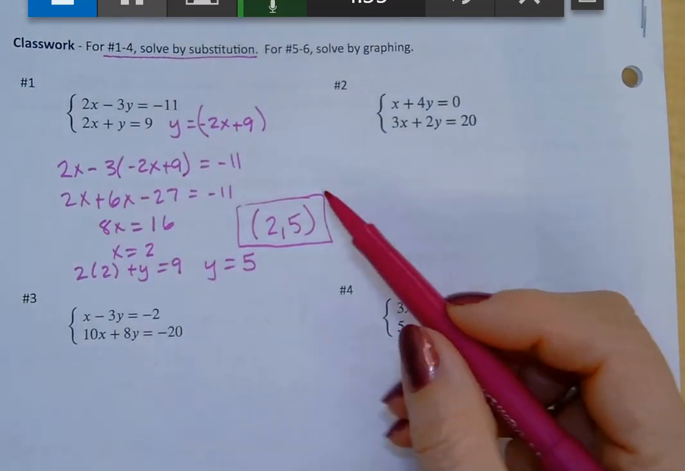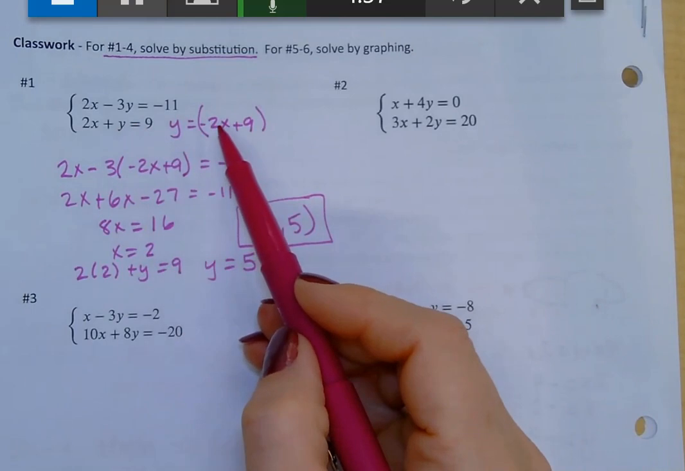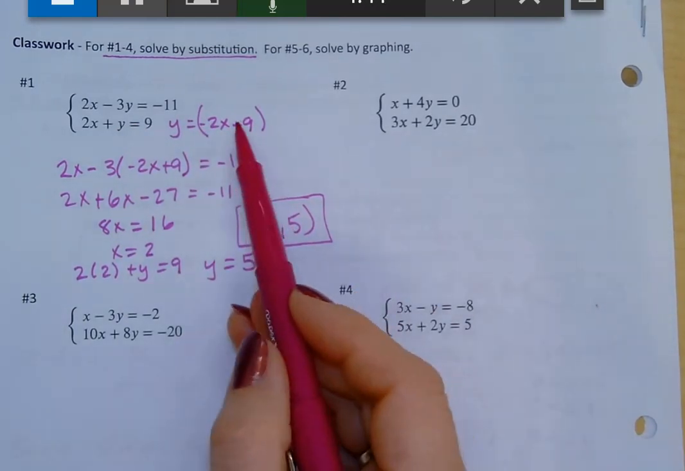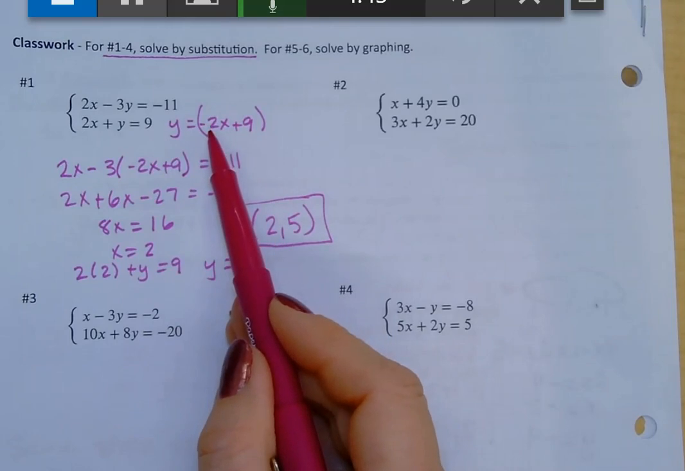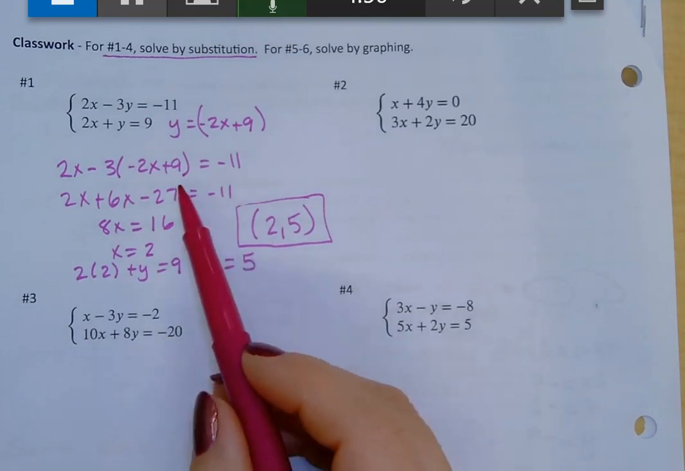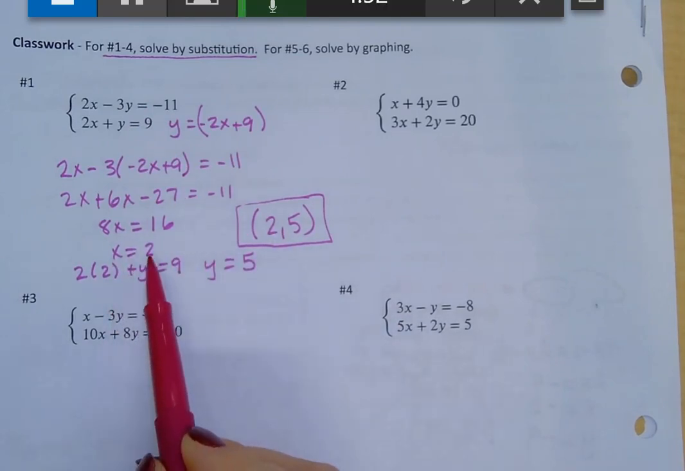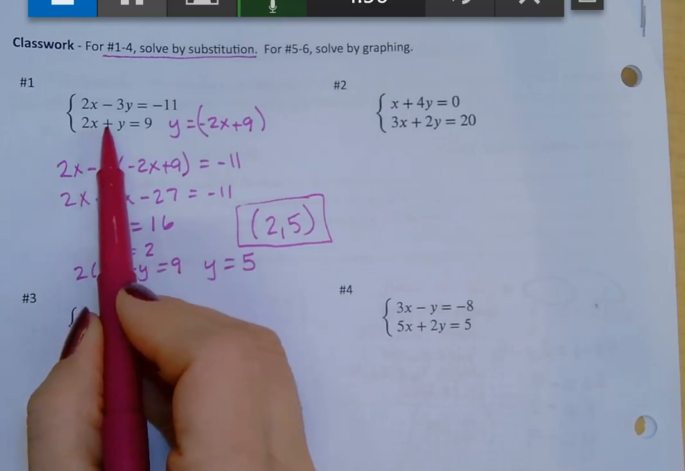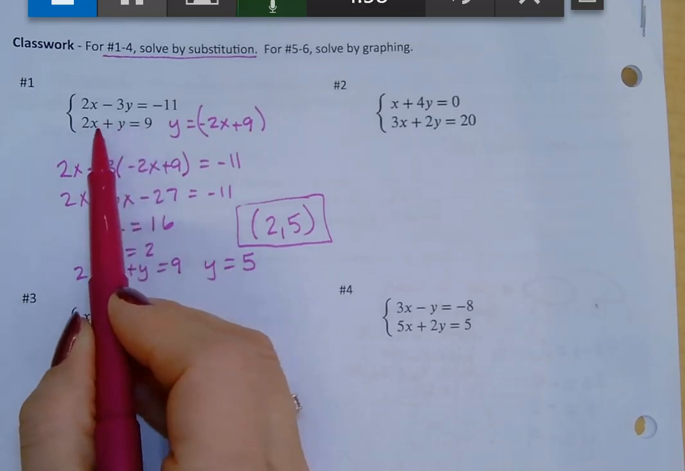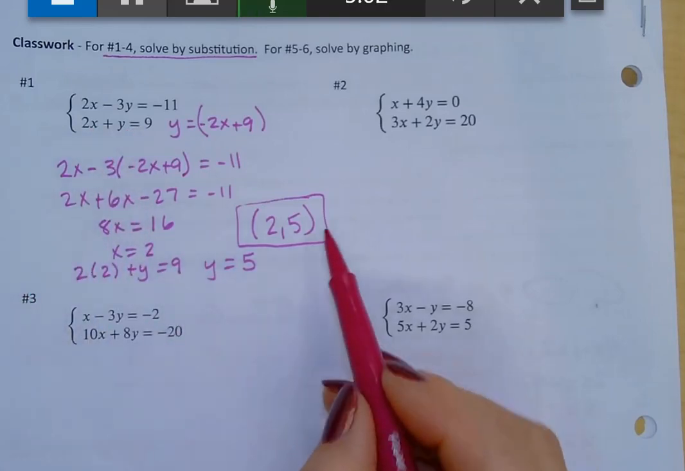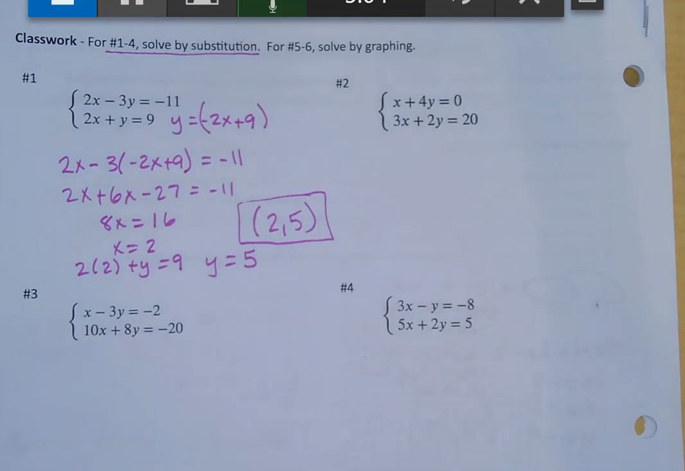All right, here's our first problem. I isolated that y, and I came up with y equals negative 2x plus 9. Then I plugged in that information, negative 2x plus 9, into the other equation, and I solved for the only variable that I had left. I solved and found out that x equals 2. I plugged x equals 2 into my lower equation, just because that one looked simpler to me, but you could have chosen either one, and I found that my y value is 5.